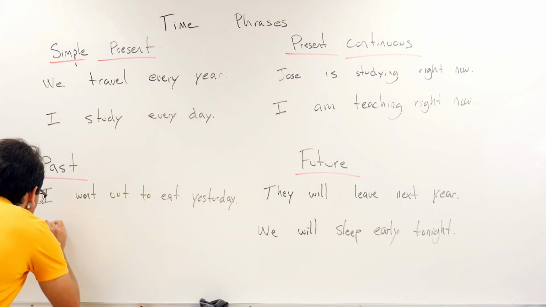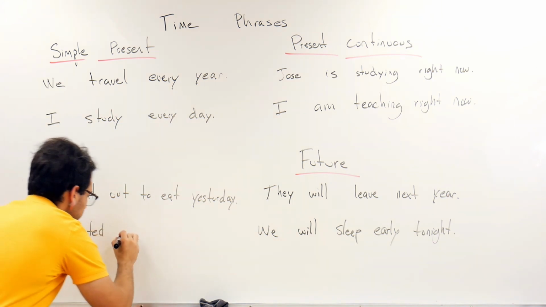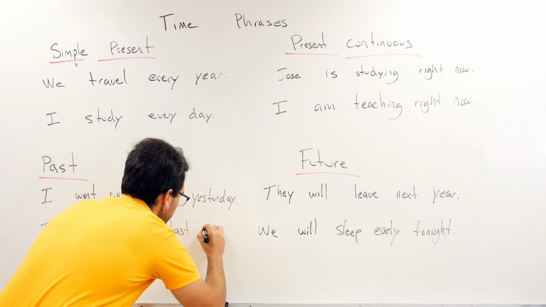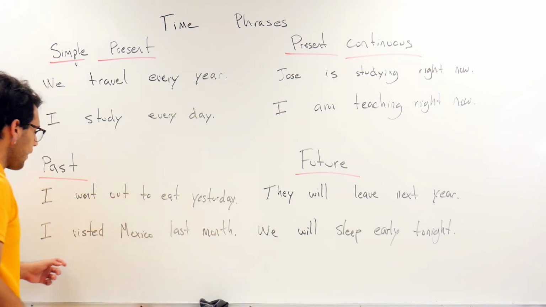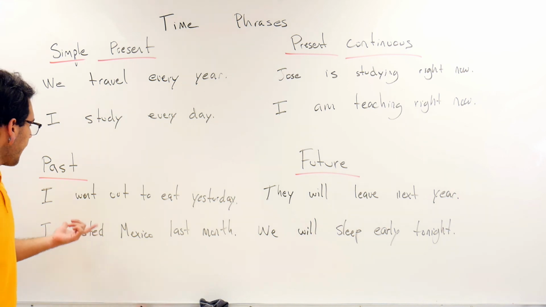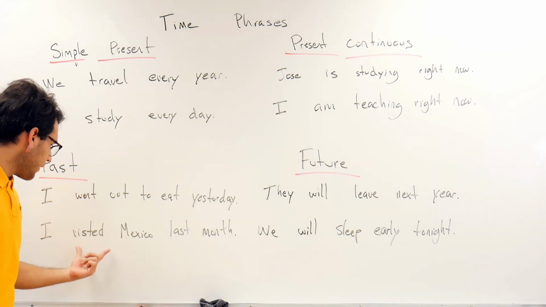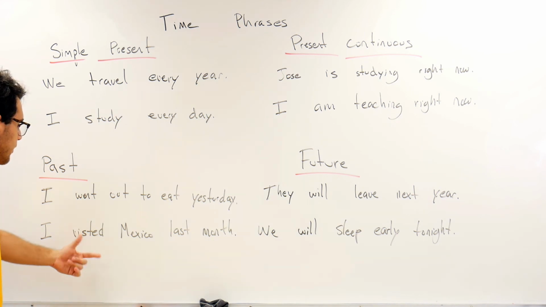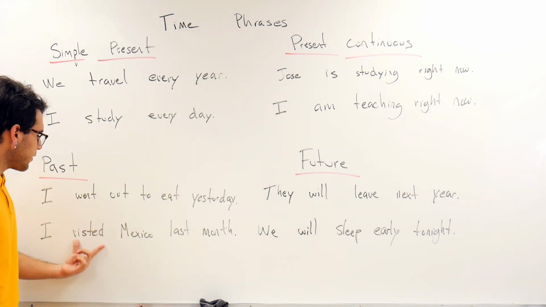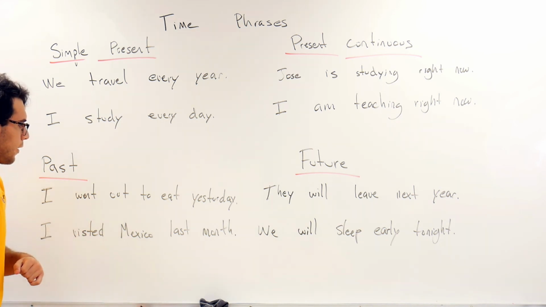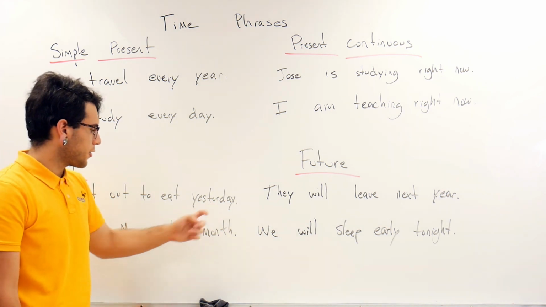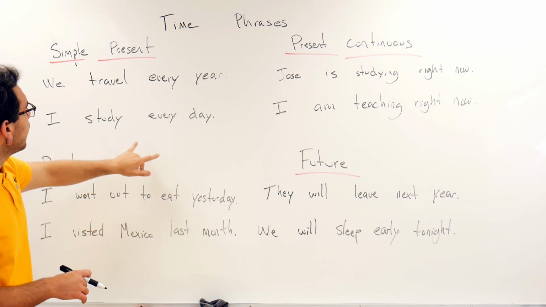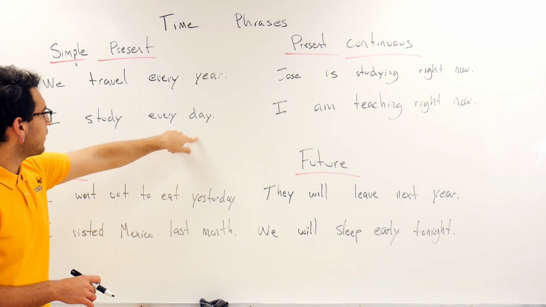Another example is I visited Mexico last month. I visited Mexico last month. And of course, these past sentences have the verb in the past, visited, went, and the time phrases being yesterday and last month. Of course, over here, in the simple present, these time phrases would be every day and every year.